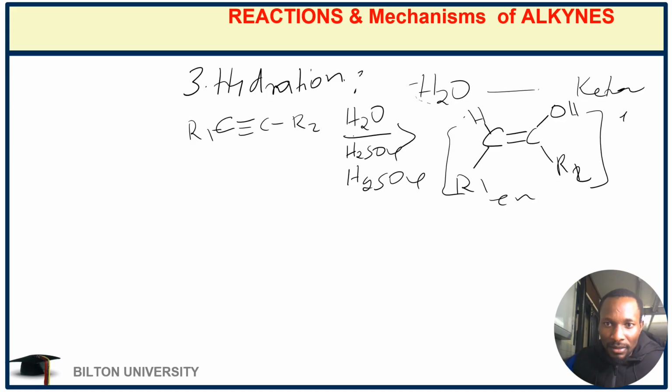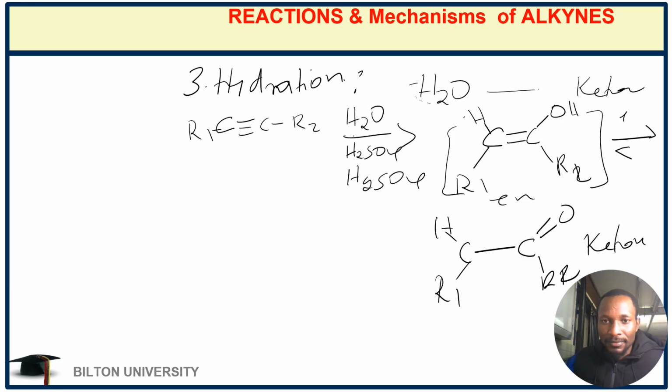This enol is not stable, and therefore there is tautomerization of the enol to form a keto form, and this gives us a ketone, meaning we're going to have carbon with R2, and this carbon with H and R1. So this is the ketone which is formed. Let's look at a real example.